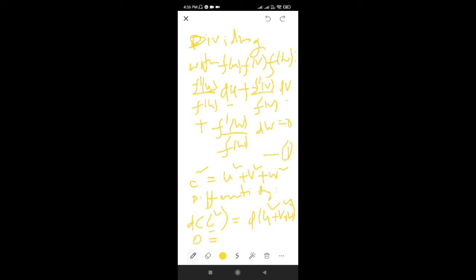Now these u, v, w components are variables. What is the differentiation of u square? 2u du. What is the differentiation of v square? 2v dv. What is the differentiation of w square? 2w dw. So 2u du plus 2v dv plus 2w dw is equal to 0 on this side.